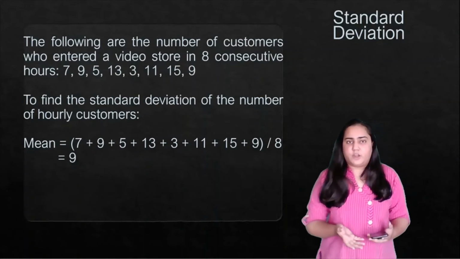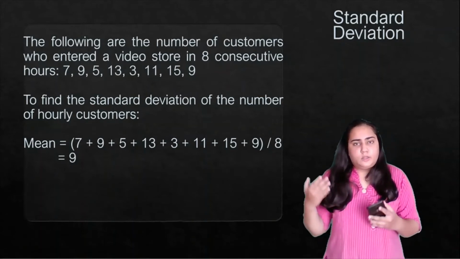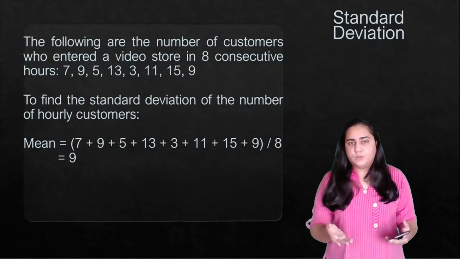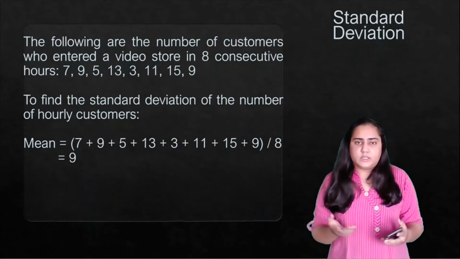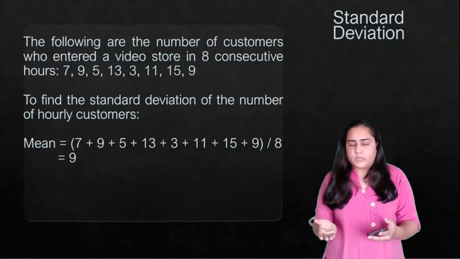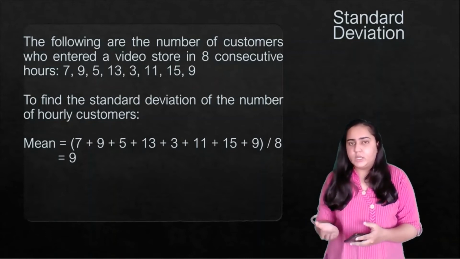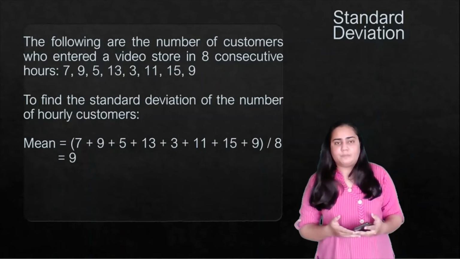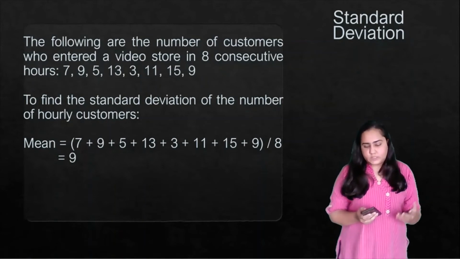We have 7, 9, 5, 13, 3, 11, 15, and 9. Using this, we are going to find the standard deviation for this data. To do that, first of all, we need to find the mean. The mean is simply the average of this data. So we add everything, 7 plus 9 plus 5 plus 13 plus 3 plus 11 plus 15 plus 9, divide by 8 because we have 8 observations, and we end up getting 9. So 9 is the average or mean of this data set.